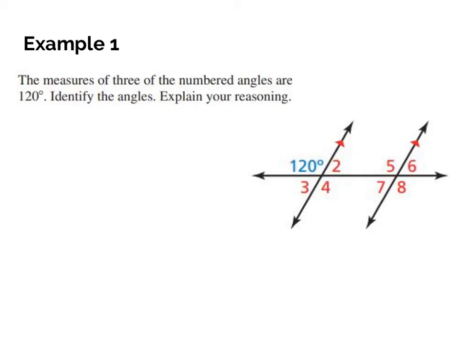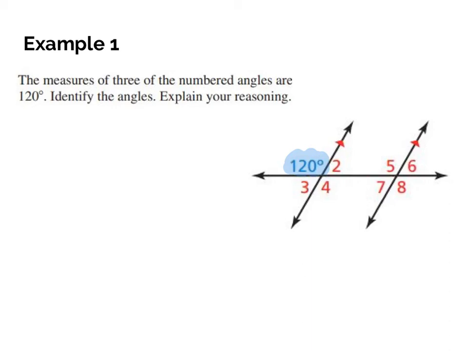So in this one, it shows you we have kind of the same numbering, but different setup. But you have your two parallel lines shown here and here. You have your transversal, and you have angles 1 through 8. And we know that angle 1 is 120 degrees. So let's just highlight that in blue. And I want to know, what are the three other angles that are also 120 degrees? It says to identify these angles and explain why.